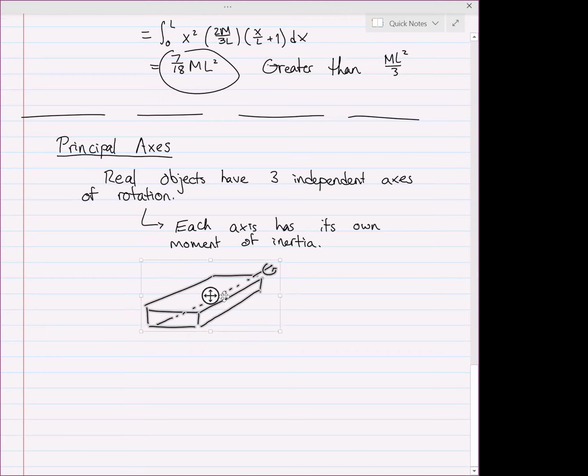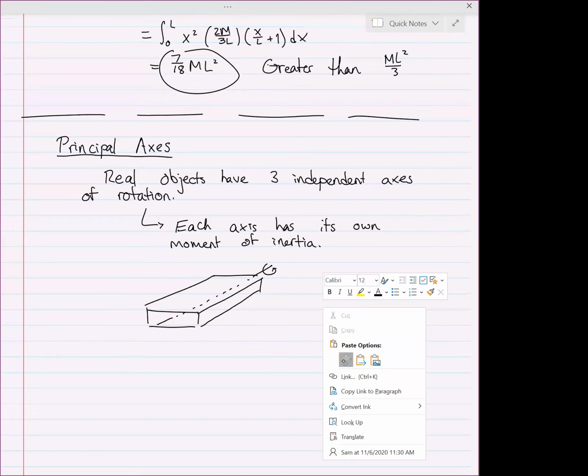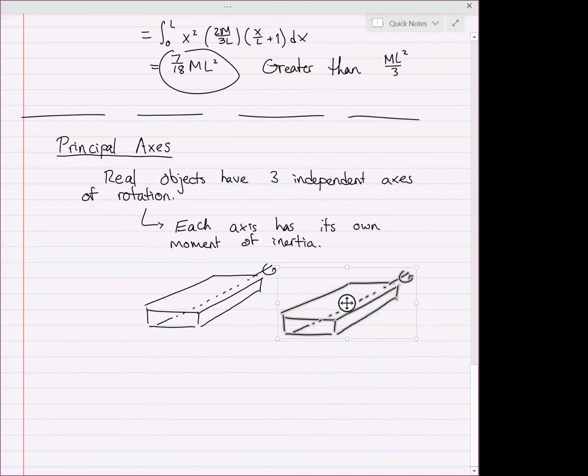Whereas if we instead had the same object but with a different axis, maybe the axis goes like this, passing through the middle like that, more of the mass is further away. And so this would have a larger moment of inertia. And so you could see that for any given object, it will have three, we call them principal axes, that each have their own moment of inertia.